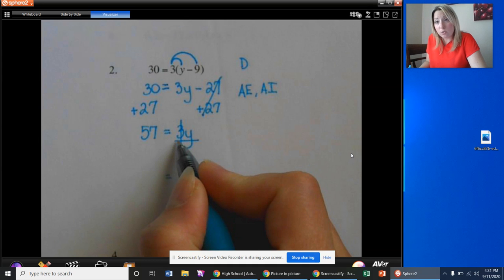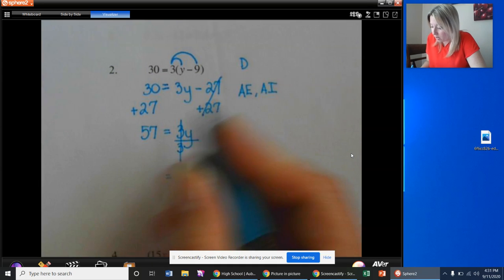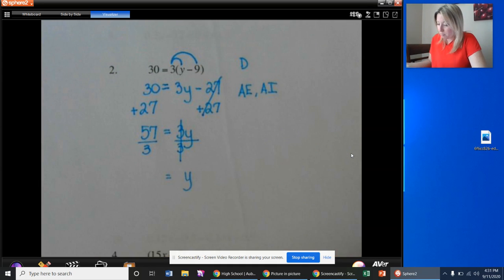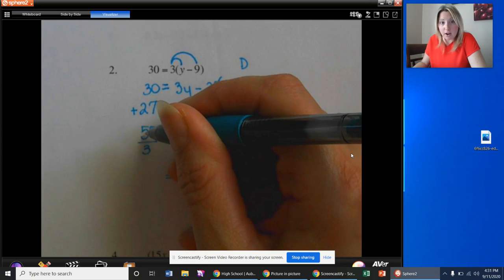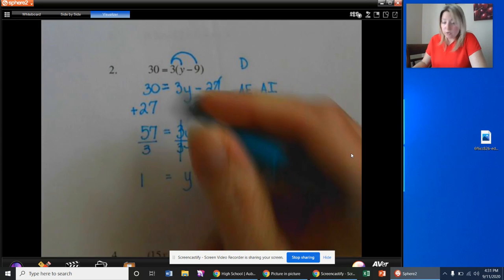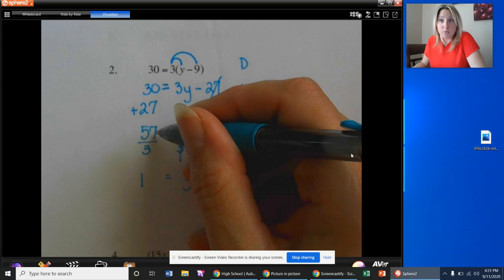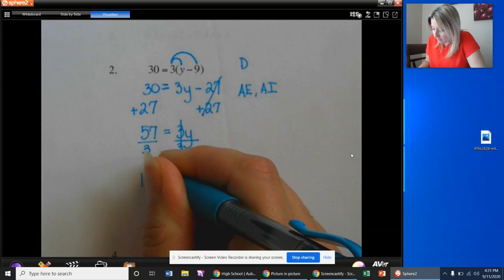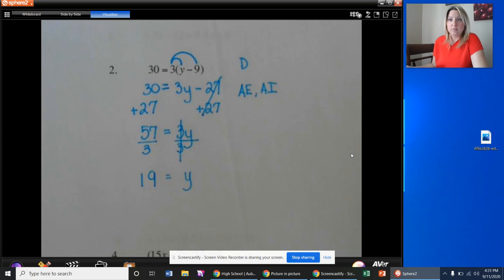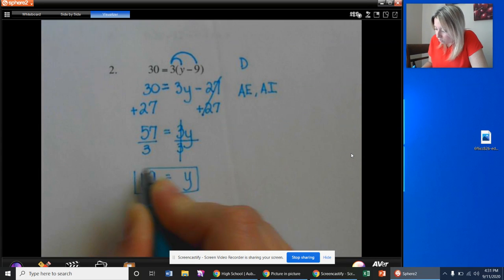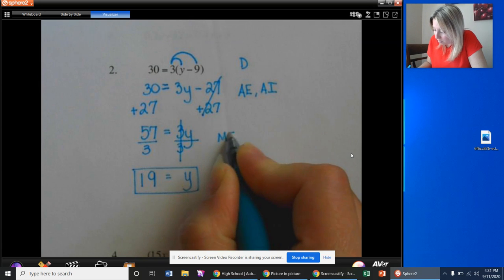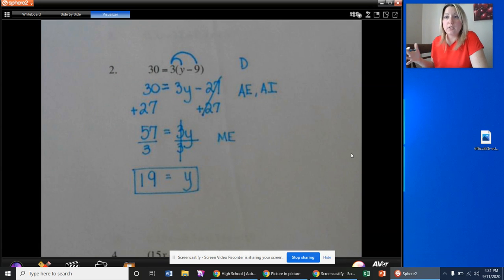Okay, so now, since I divided one side of the equal sign by 3, I have to divide the other side of the equal sign by 3. Anyone happen to know what 57 divided by 3 is off the top of their heads? No? Okay. How many times does 3 go into 5? Once, with 2 left over. How many times does 3 go into 27? 9 times. There you go. Y equals 19.